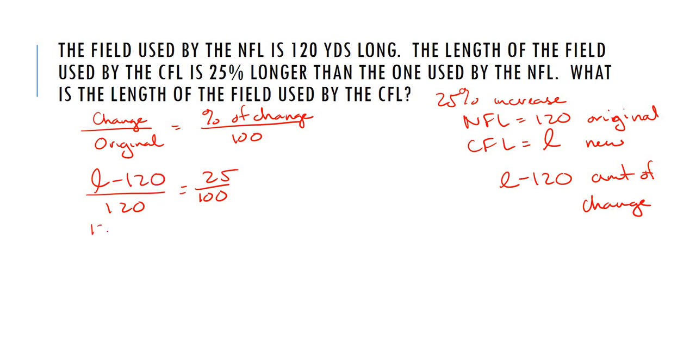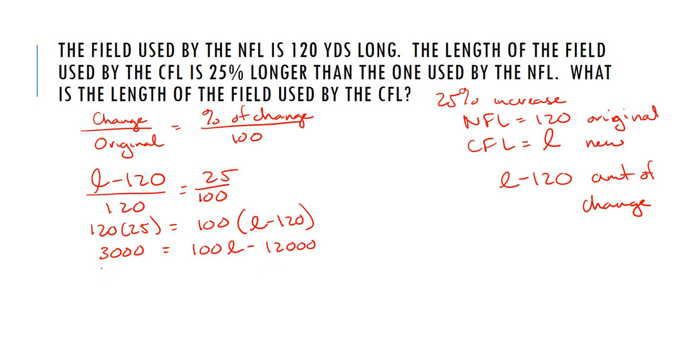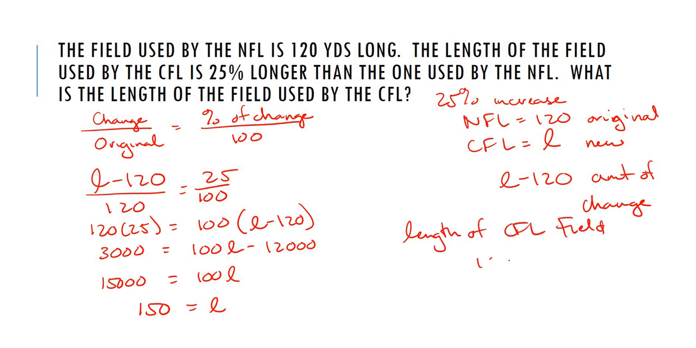So, using cross product, 120 times 25 equals 100 times L minus 120. Using a calculator for this, we're going to get 3,000 equals 100L minus 12,000. So if I add 12,000 to both sides, I get 15,000 equals 100L, and divide by 100, L equals 150. So the length of the CFL field is 150 yards.